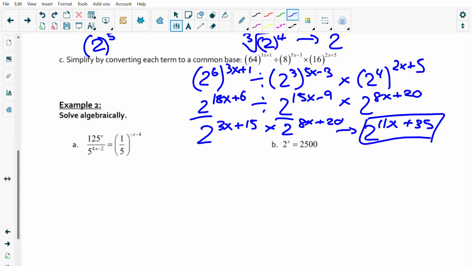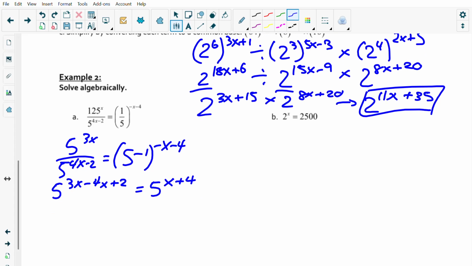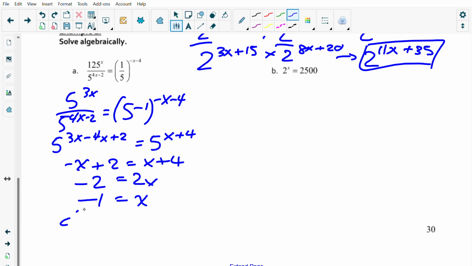Good practice for example 2, solve algebraically. So this one we can make a common base. First I'm going to start with 5 to the 3x, and 5 to the 4x minus 2, that equals 5 to the negative 1 to the negative x minus 4. Left side I'll simplify, that is 5 to the 3x minus 4x plus 2 equals 5 to the x plus 4. I have the same base, so I can make the exponents equal to each other: negative x plus 2 equals x plus 4. That's negative 2 equals 2x, negative 1 equals x.